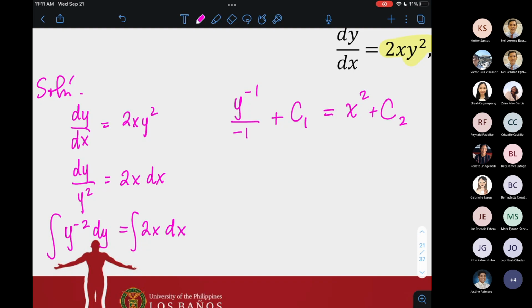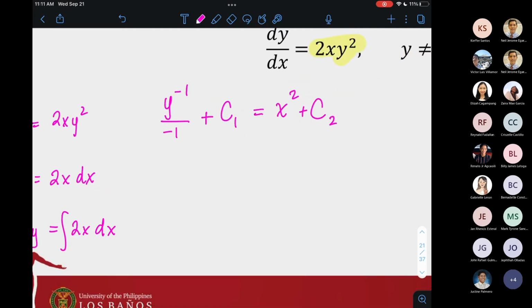Right? Now, even though I have two arbitrary constants here, C1 and C2, pwede ko silang pagsamahin sa isa na lamang. So I can write negative 1 over y equals x squared plus a constant C. Pinag-isa ko na lamang yung constants na C1 and C2 because C can be seen as C2 minus C1. But since C2 and C1 are both arbitrary, then their difference, C2 minus C1, is also arbitrary. So I can simply replace it by another name. I'll just call that arbitrary constant C.